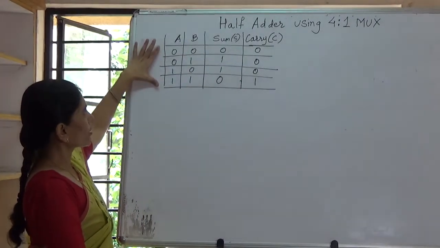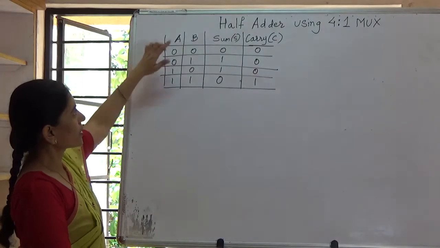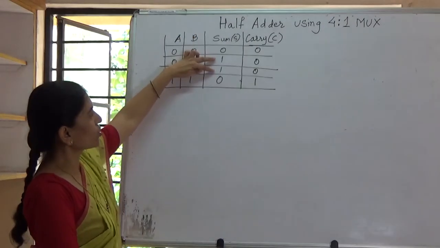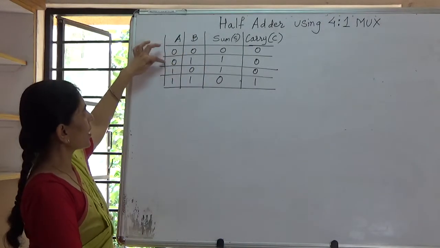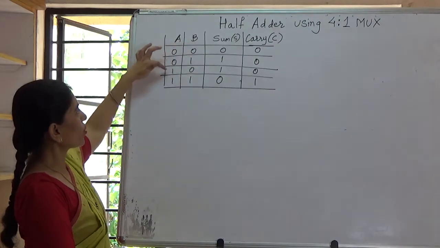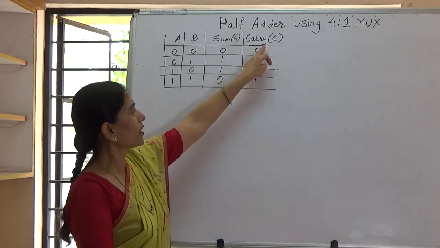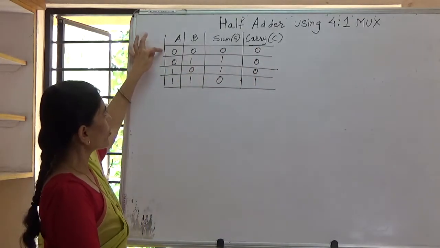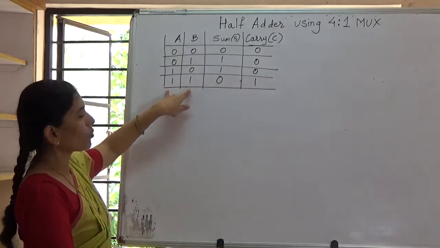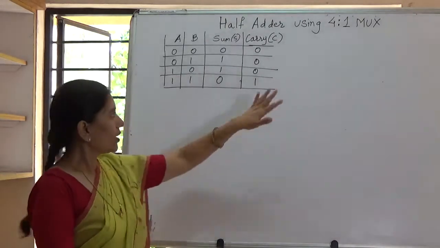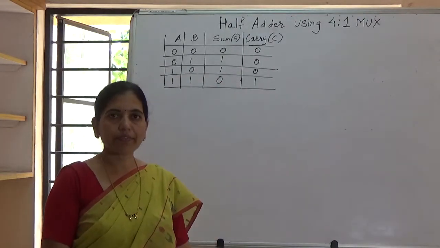For the 4 possible input combinations, the sum is 1 for these 2 combinations, that is either a 0 1 input or a 1 0. The carry output will be generated only when both the inputs are 1 1. So this we have already seen.